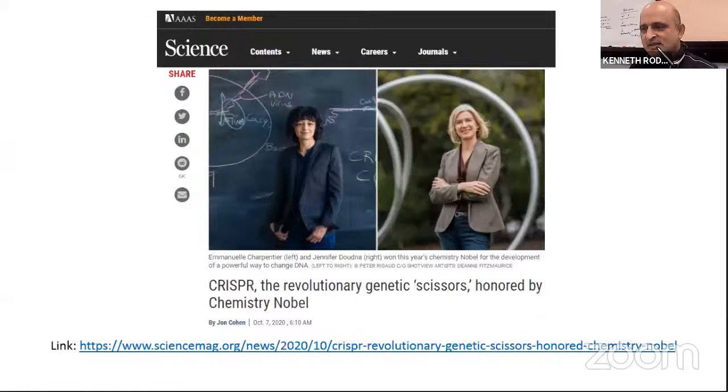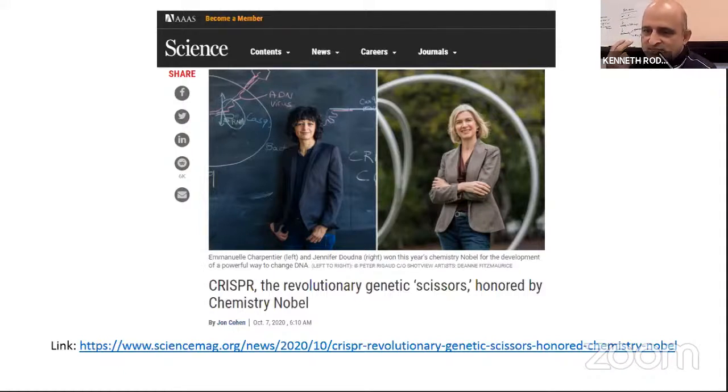Okay, now this is an amazing discovery. These two remarkable women in science have been awarded the chemistry Nobel. And as you know, we are dealing with a biological agent, but they have a Nobel Prize for chemistry, because from the perspective of biotechnology, a modification in the DNA or a modification in the protein actually is a biochemical modification. So you have a Nobel Prize in chemistry.